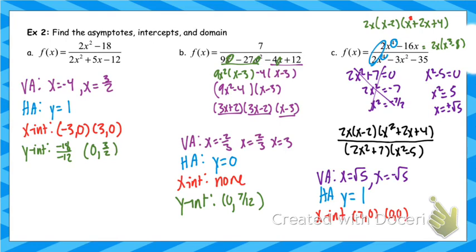Then the last thing I would need is y-intercept. Plug in 0 for all of those x's, and I end up with 0 divided by negative 35. 0 divided by anything is 0. That also makes sense because if 0, 0 is an x-intercept, then 0, 0 is also your y-intercept.